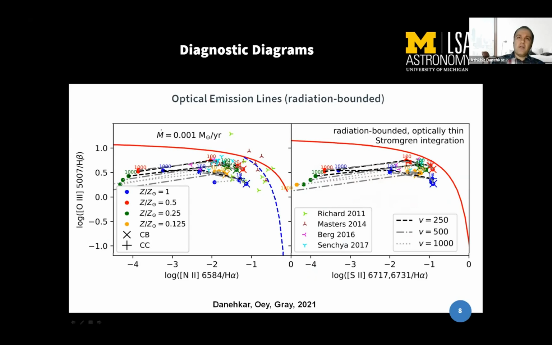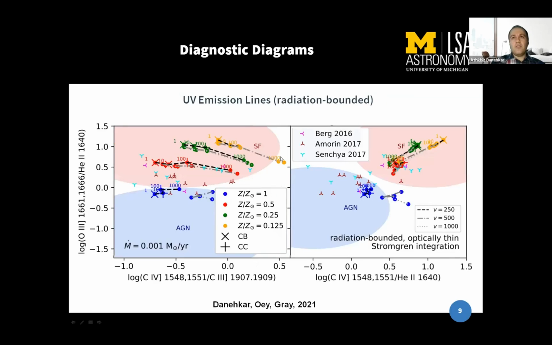And I did photoionization with Cloudy. Here you see the optical diagnostics, and we see they overlap with the region observed as starburst regions. I also extracted UV emission lines, which you see here, and you see how UV emission lines change with metallicity, ambient density, and velocities. The cross and plus are associated with catastrophic cooling and catastrophic cooling with bubbles.